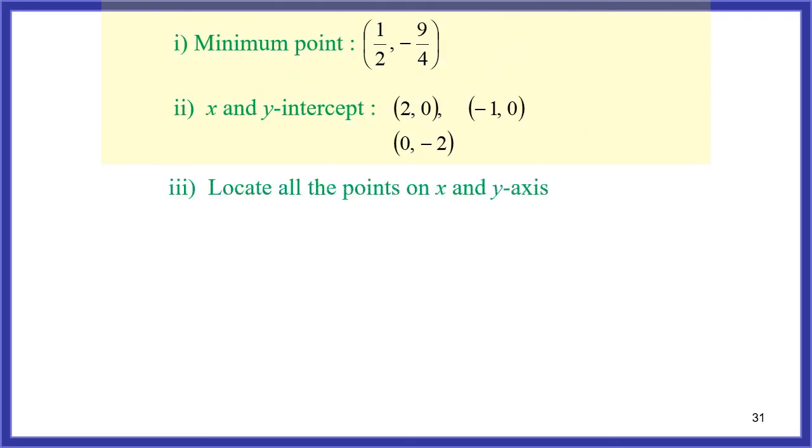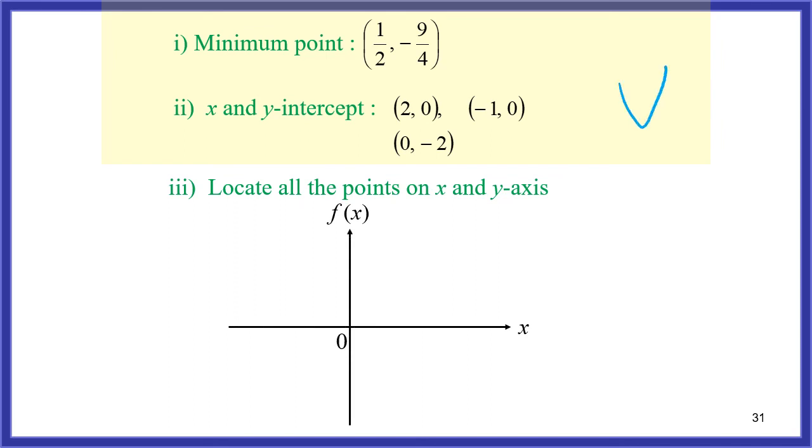Now we know already the minimum point, the x and y intercepts. The next thing to do is to locate all the points on the x and y axes. It's really helpful if you know the basic shape of the graph, which should be a smile function, because of the positive x squared. So locate the minimum point, the x-intercepts, and the y-intercept. We have these 4 points, and the basic shape should be a smile, so we connect all the 4 points. So we have this graph. This is our quadratic graph. Okay, done.